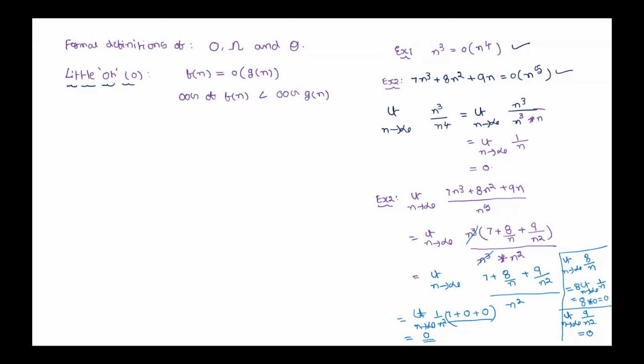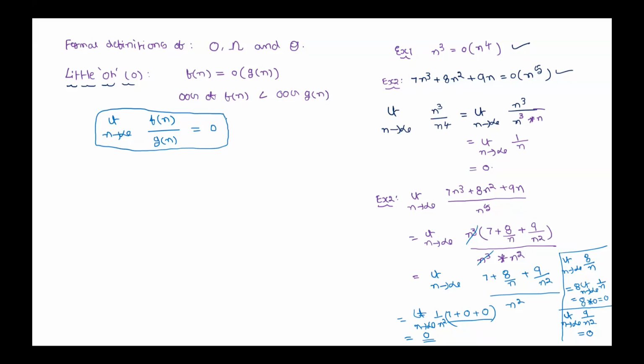If limit n tends to infinity of f of n by g of n, what is the value that happens in this case? Provided you know that the order of growth of f of n is strictly lower than the order of growth of g of n, then what is this value? Limit n tends to infinity, f of n by g of n? 0. 0.